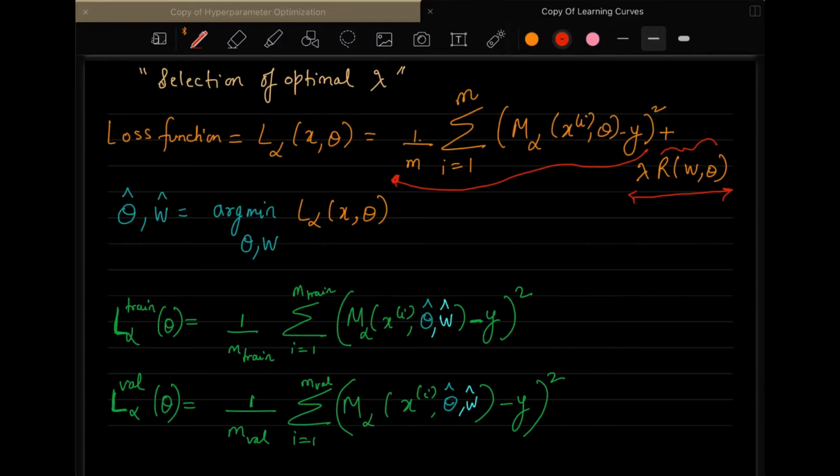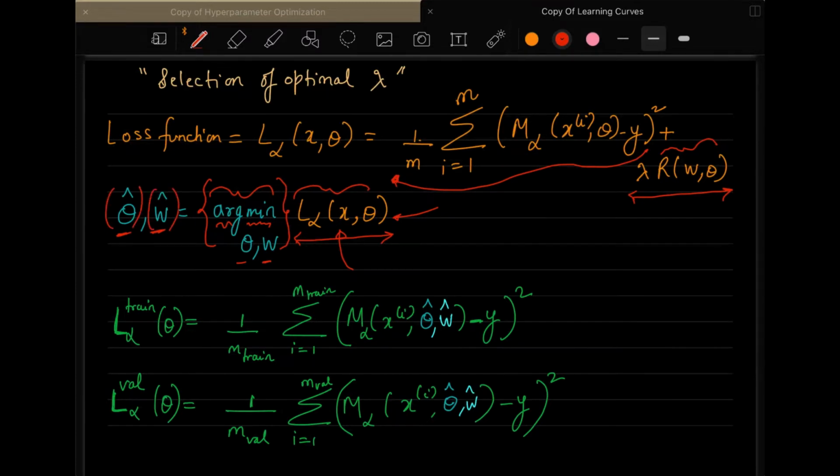What you will do now is solve this loss function by applying arg min on it. It will minimize this loss function, and it will throw out the values theta hat and w hat, which minimize this particular loss function. This is what this expression is saying: what values of theta and w will minimize this objective. That's why we call it arg min. The value thrown out by this optimization will be theta hat and w hat.